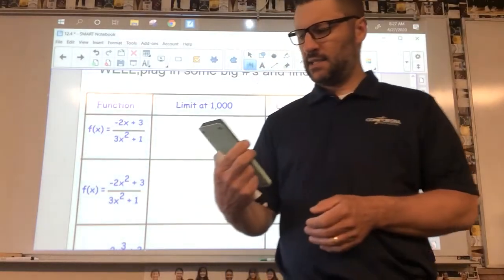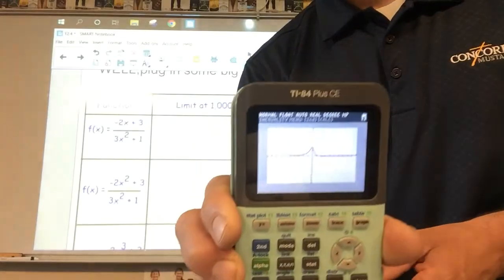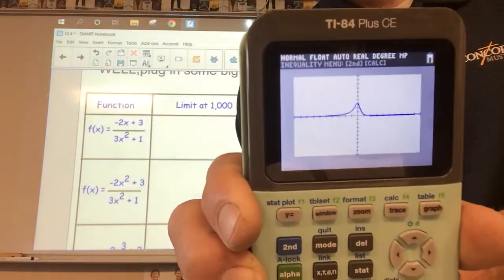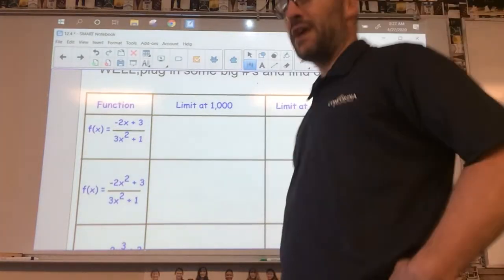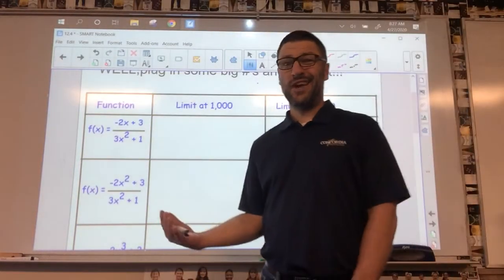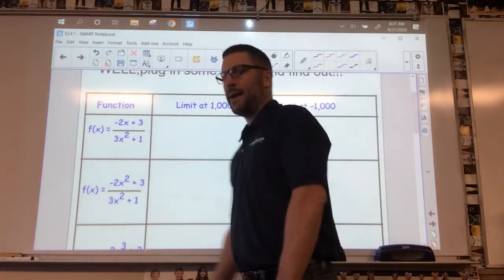And I got a bump. I got a weird bump. I don't know if you can see that on there. Oh, that's not so bad. There it is. And it looks like my limits left and right, it looks like that graph is getting closer and closer to 0. But let's talk about why.